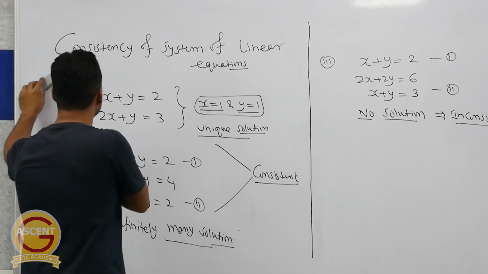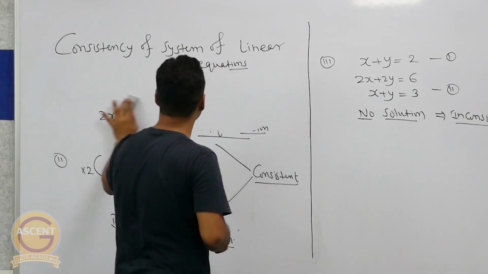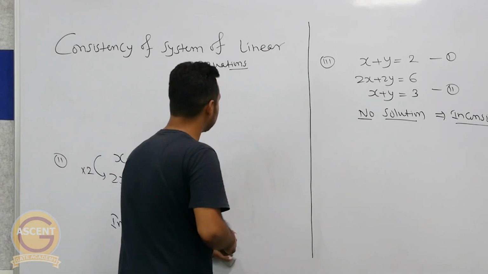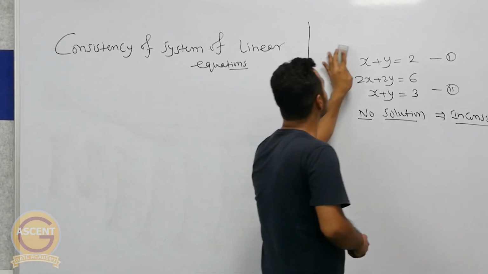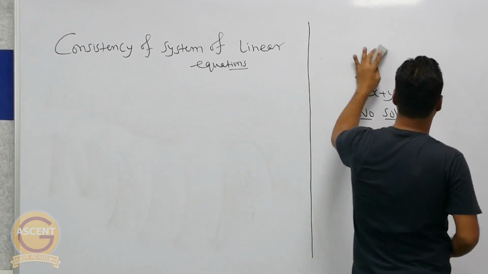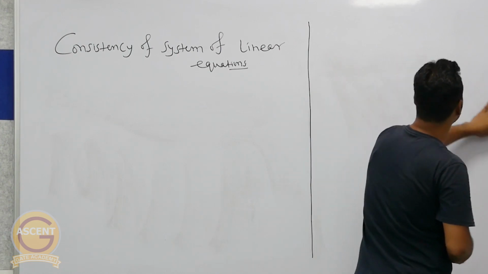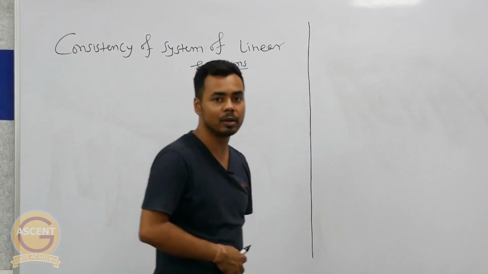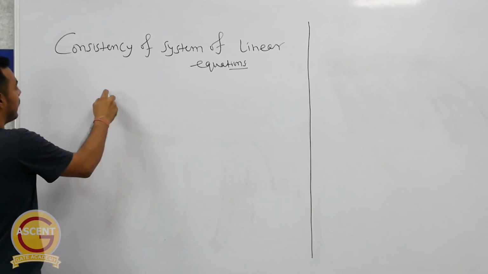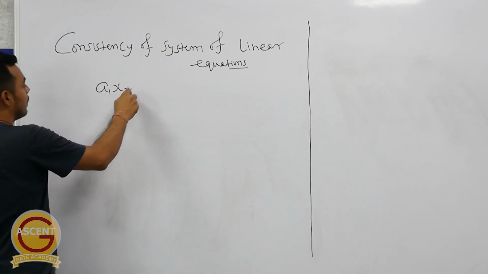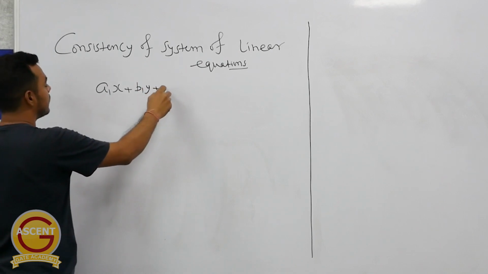Now we are going to see the general formula to find consistency of system of linear equations. So I will explain the concept with the help of three equations, three variables. But the formula or the concept that we will learn will be applicable for any number of equations and any number of variables.